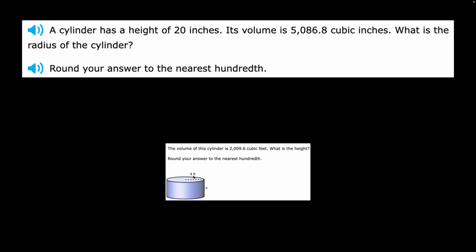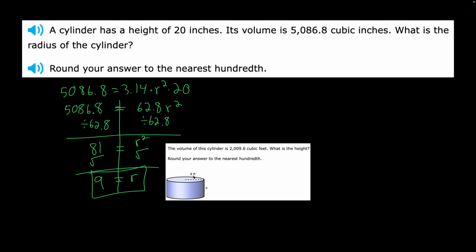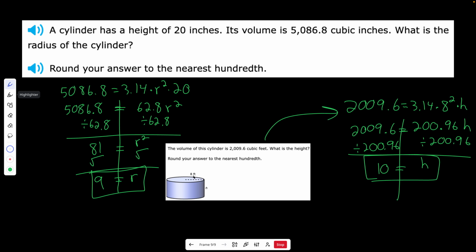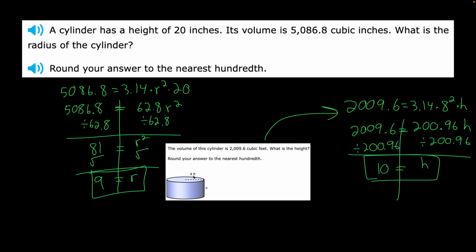Okay, now that you've had time to work these problems, let's check your solutions. For the first problem, here is the work. You should have gotten r equals 9. And for the second problem, a little different. They're asking for the height instead of the radius. So here is the work. You should have gotten h equals 10.